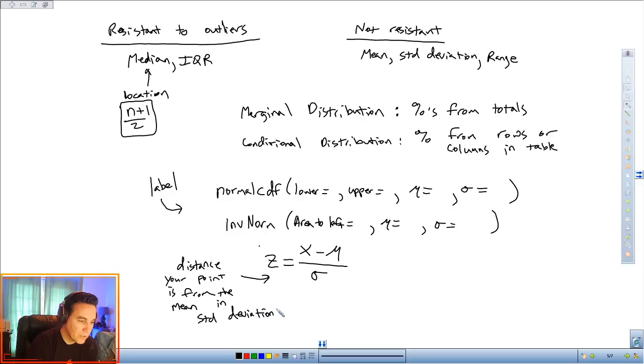So remember, the z-score is your distance away from the mean in standard deviations. If you're 1.2, that means you're 1.2 standard deviations above the mean. If your z-score was a negative 2.4, that meant you were 2.4 standard deviations below the mean. Remember, the positive or negative tells you which way it was. Negative, you were lower. Positive, you were higher. So z-scores, most of us didn't use our z-scores that much because we would use normal CDF.